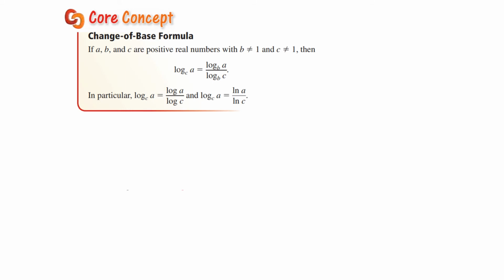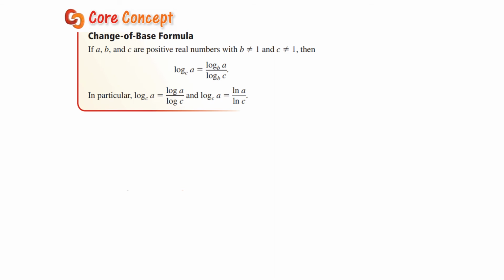Another key concept for us in this section is called the change of base formula. So far we've learned how to solve log equations with log base 10 or log base e, that's the common log or the natural log, but what if we have something that's log base 3 or log base 7? What can we do with that?